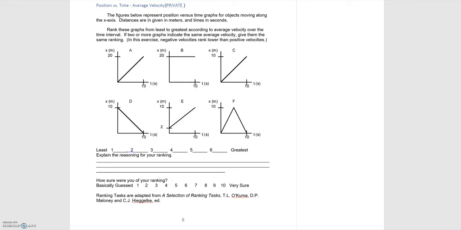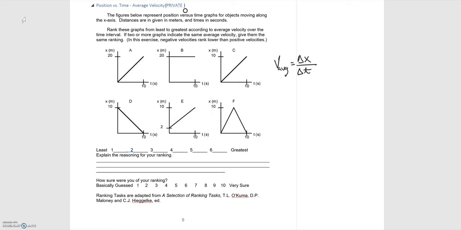So in this video, we are going to be looking at the ranking task example for average velocity. It asks us to rank the average velocity for these graphs from least to greatest over the time interval given. So let's start off by reminding ourselves what average velocity is. Average velocity is equal to the displacement, or the change in position, over the change in time.